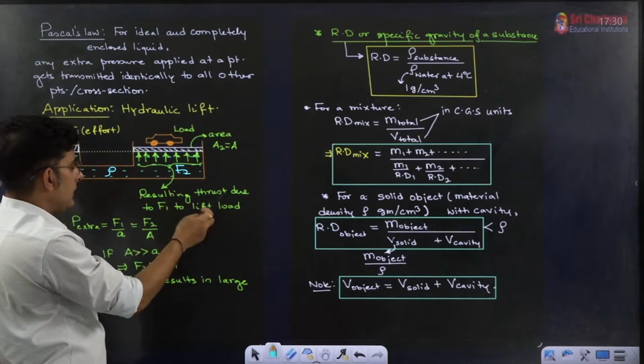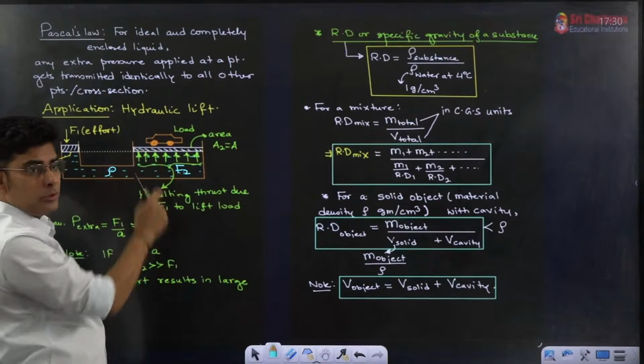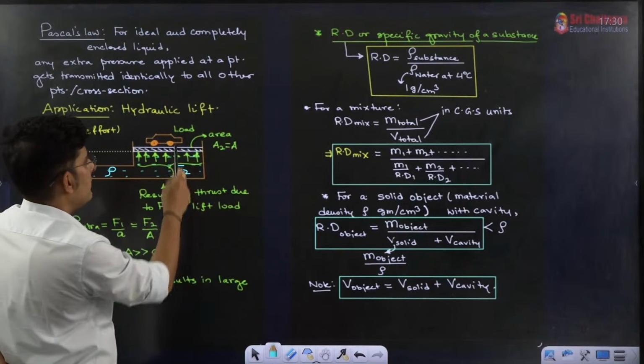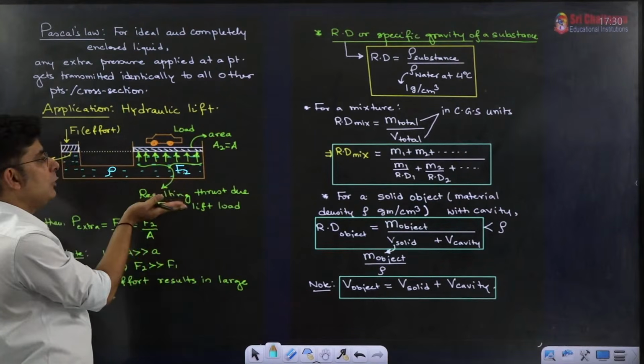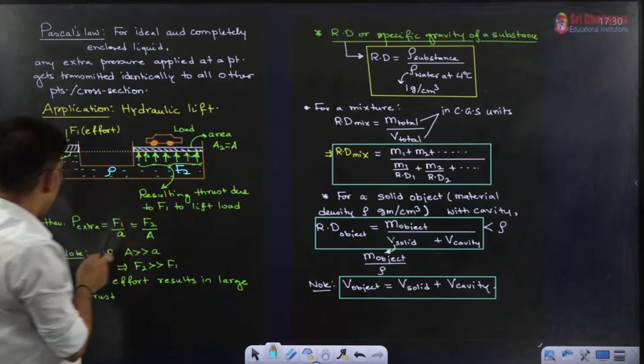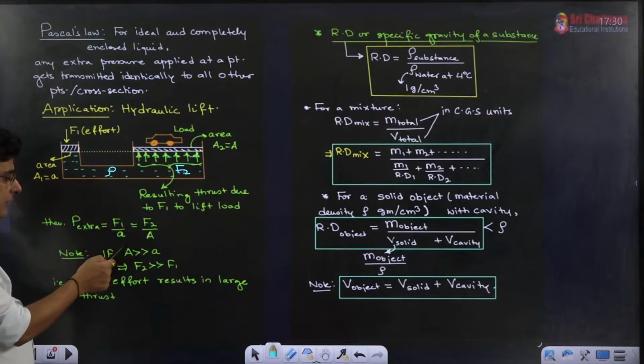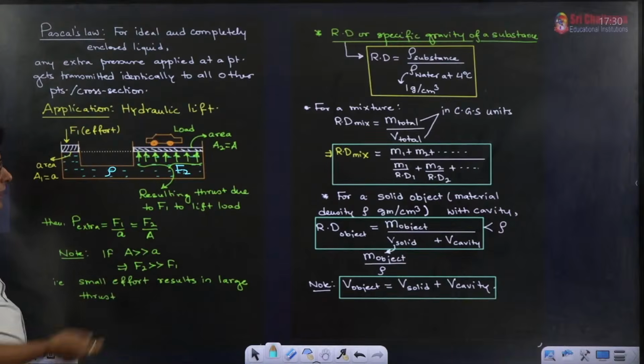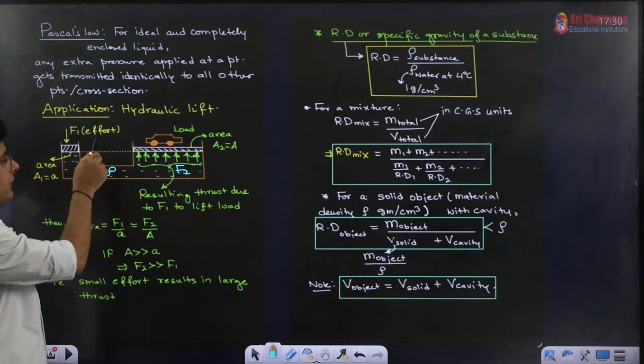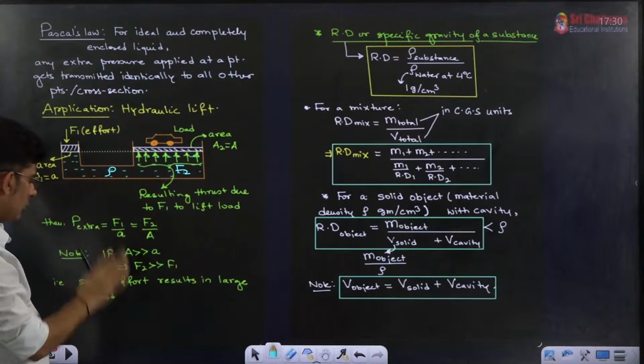So this is the resulting thrust due to F1 to lift the load. So it will push the load up. If F2 is more than or equal to the load, the load will get lifted up. So what you saw is that the extra pressure was F1 by A, and this will be equal to F2 by capital A. Now if capital A is much more than small a, very large, then F2 is also very large compared to F1. That means by very small efforts, we can lift very heavy loads.